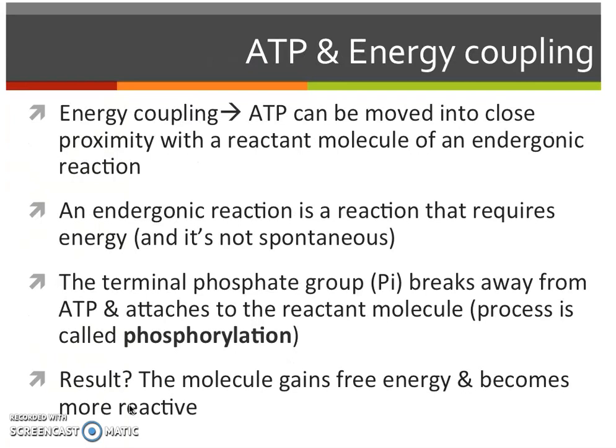Okay, so here's the topic of ATP and energy coupling. There's an enzyme that can take the ATP and another molecule and bring them close together. And once you do that, you can attach a phosphate group onto the other molecule. This is called phosphorylation. If you have an endergonic reaction, it's a reaction that requires energy and it won't happen by itself. It's not spontaneous. So what you can do is throw some phosphate at the situation and then it can move along.